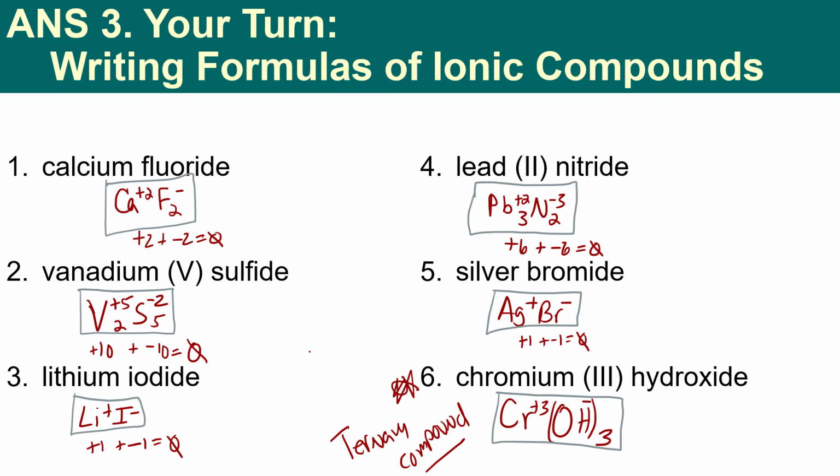Number 6, however, is an example of something called a ternary compound. You'll notice that my anion here was a hydroxide ion. It was not a monatomic ion from the periodic table. This one came from table E, your polyatomic ions. So our next section is going to delve into how to name ternary compounds and eventually write their formulas.